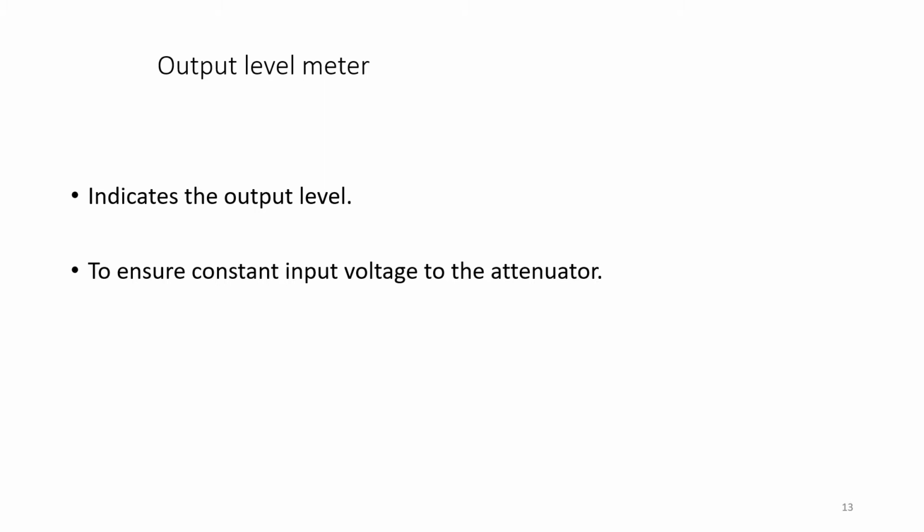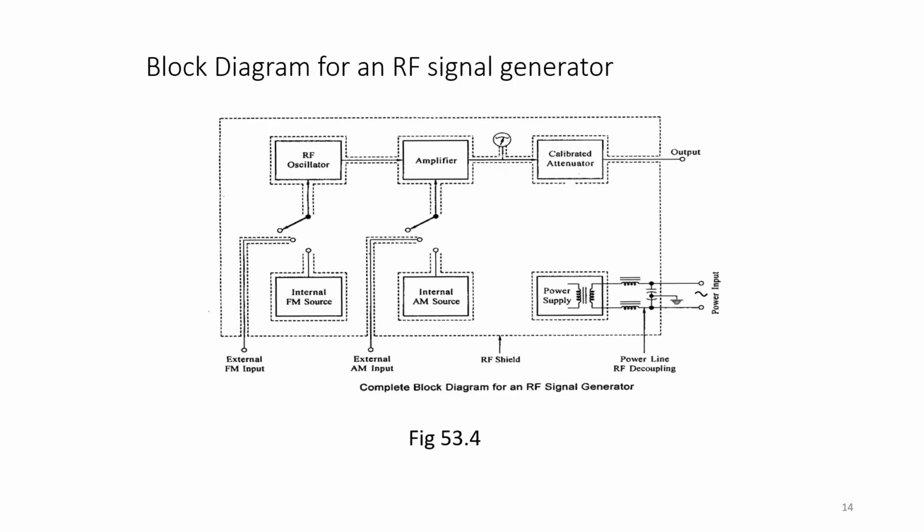Output level meter indicates the output level so as to ensure constant input voltage to the attenuator. This is the basic block diagram of an RF signal generator. As you see in this block diagram, we have basically an RF oscillator. As I told you, we can use a Colpitts oscillator or a Hartley oscillator. The output of the RF oscillator through an amplifier is given to the output level meter, then to the calibrated attenuator. The output of the calibrated attenuator is the required signal.